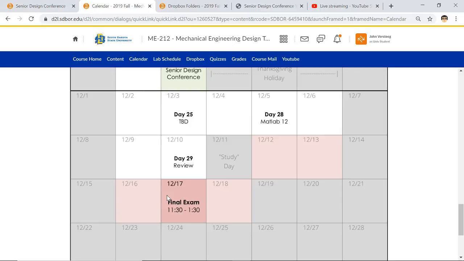So again, the final exam is going to be split by points. 60% of the points are MATLAB, 40% are Excel. The MATLAB portion of the final exam will take place in class on Tuesday the 17th between 11:30 and 1:30. The Excel portion of the final exam will not take place in class. It will be assigned to you in class on the 10th, and you will have a week to work on it. It will be due at 11:30 on the 17th.